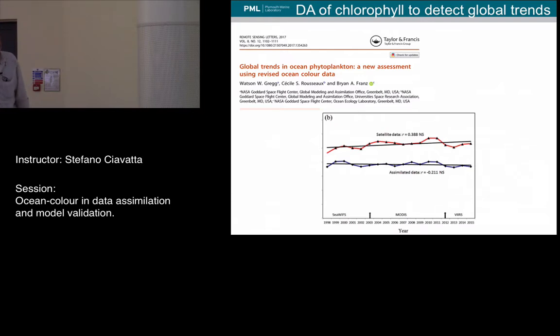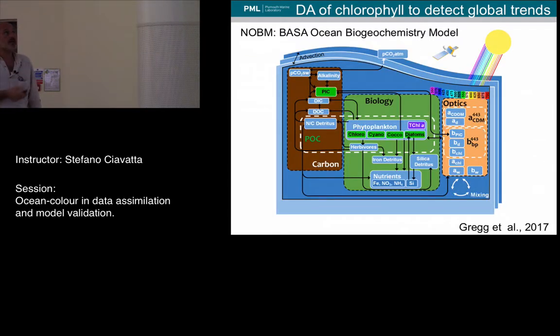In particular, in a more recent publication where they put together SeaWiFS, MODIS and VIIRS data, they saw that actually the satellite data do not detect any significant trend in the global ocean chlorophyll. After they assimilated this data, they confirmed, okay, it's true, chlorophyll from satellite is correct, there is no global trend. In doing this exercise, they applied the NASA Ocean Biogeochemical Model, which describes biology, describes the optical properties of the marine ecosystem and describes the carbon system.